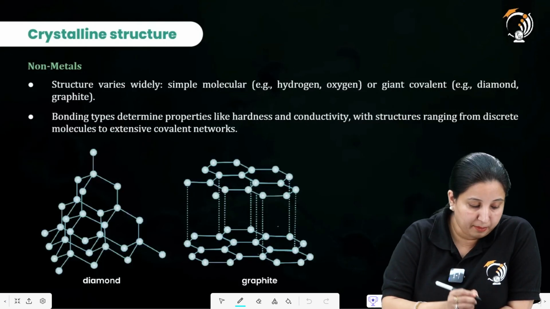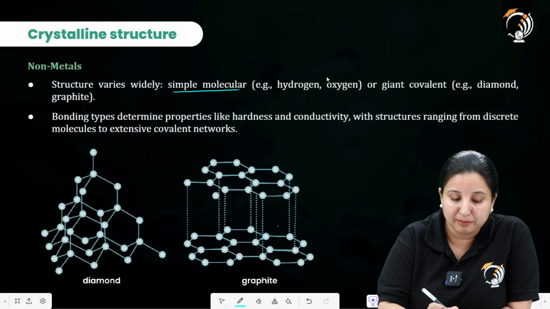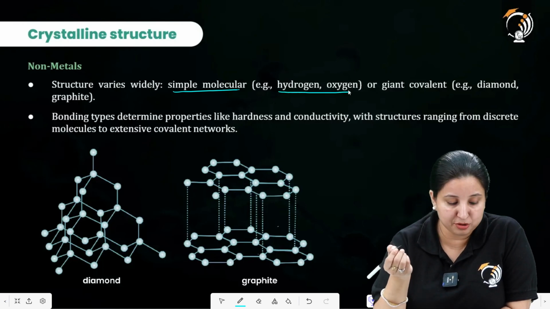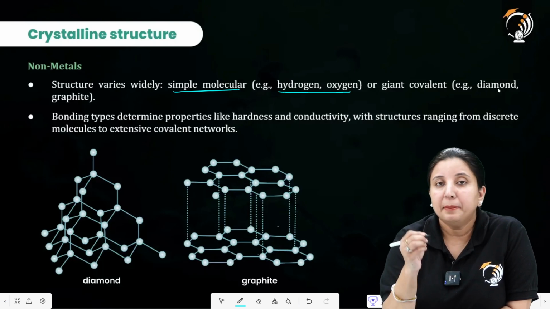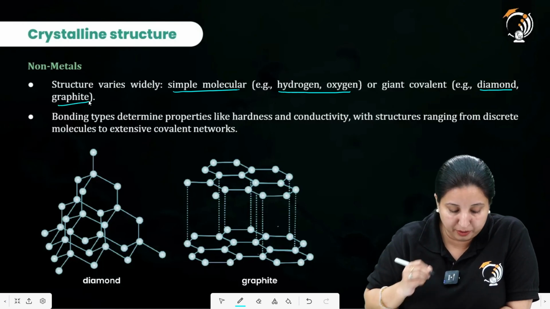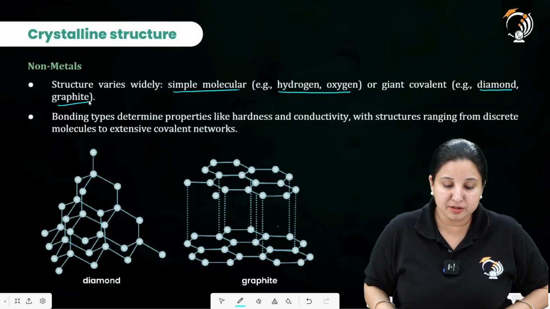Non-metals vary widely. They can have a simple molecular structure, for example in the case of hydrogen and oxygen, or a giant covalent structure, for example carbon. Basically, diamond and graphite are the allotropes of carbon. Over here we have mentioned the structure of diamond and graphite. If you look, what are their structures?